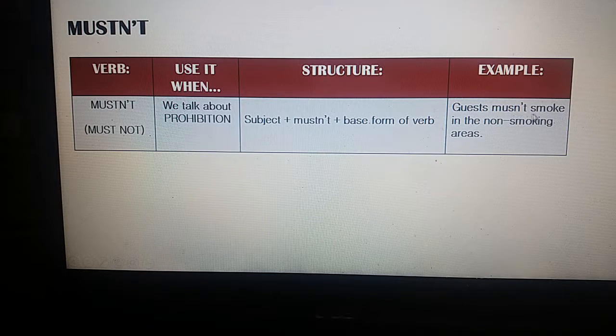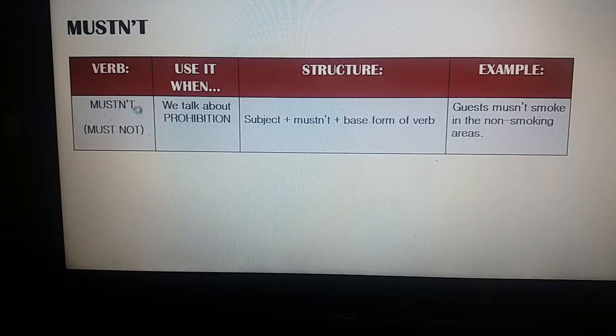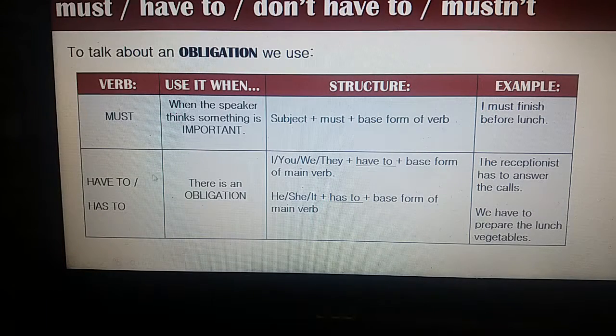For example, guests mustn't smoke in the non-smoking areas. That means that this action, smoke in the non-smoking areas, is something that is forbidden. Okay, is forbidden. All right, so to talk about a prohibition or something that is forbidden, we are going to use mustn't. Okay, so we have must and have to when we refer to an obligation.